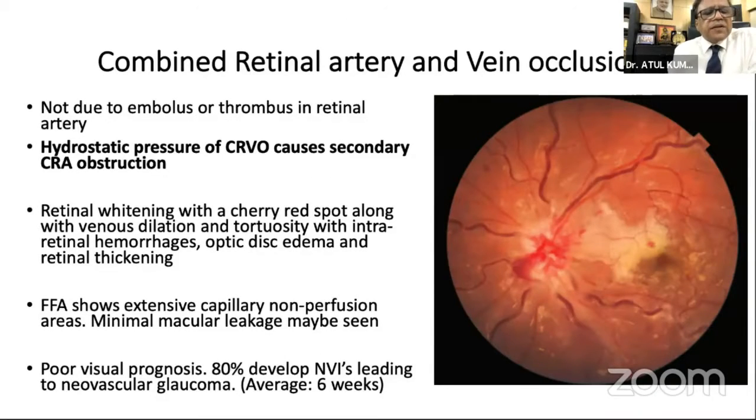Last slide, I just want to say that you can get a combined central artery and vein occlusion. It's not because of an embolus or thrombus, but basically because of the hydrostatic pressure of the CRVO, which causes a secondary CRA obstruction. You see retinal whitening with a cherry red spot, along with venous dilatation, tortuosity with hemorrhages, disc swelling, and retinal thickening. So you get a lot of hemorrhages like in CRVO. The veins are congested, but you'll get a whitening of the retina, and that suggests there has been arterial occlusion also.